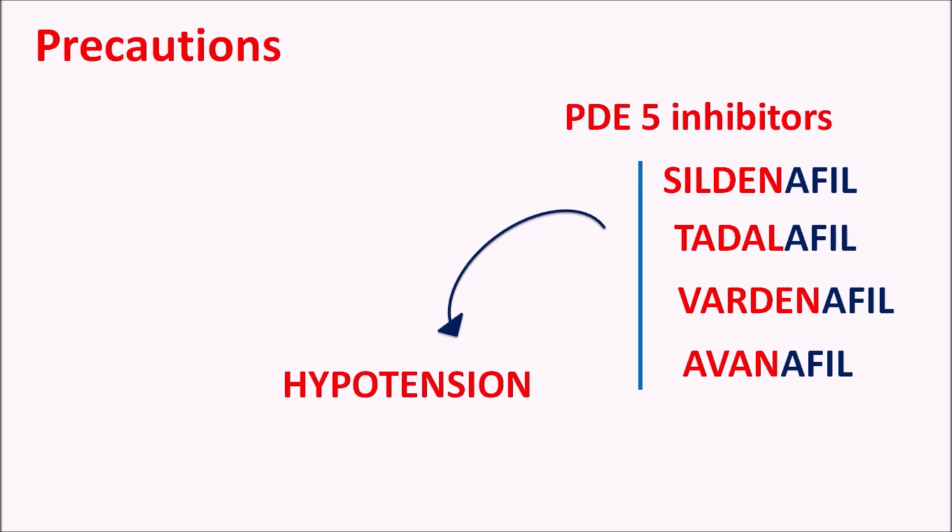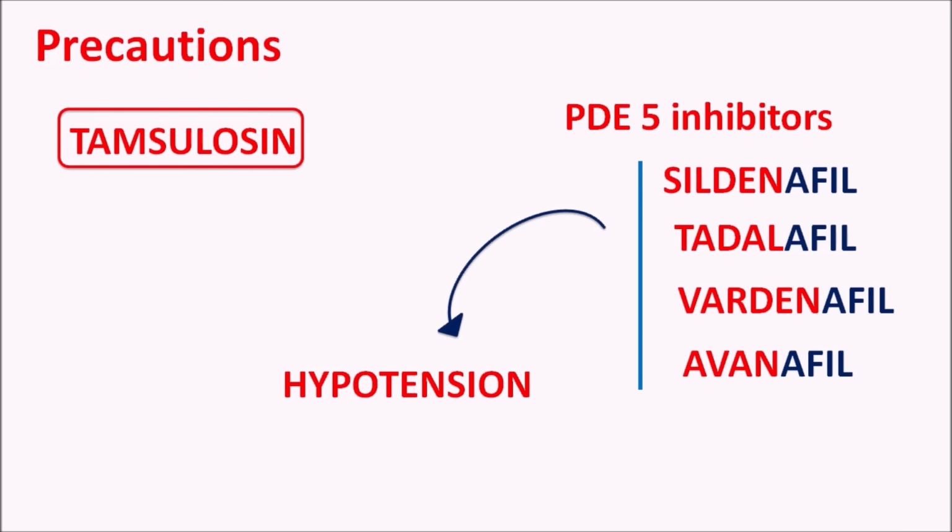So when these drugs are combined with tamsulosin, this hypotensive effect is more pronounced, resulting in severe hypotension, collapse, even coma and death in the patients. So again, care should be taken when tamsulosin is combined with phosphodiesterase type 5 inhibitors.